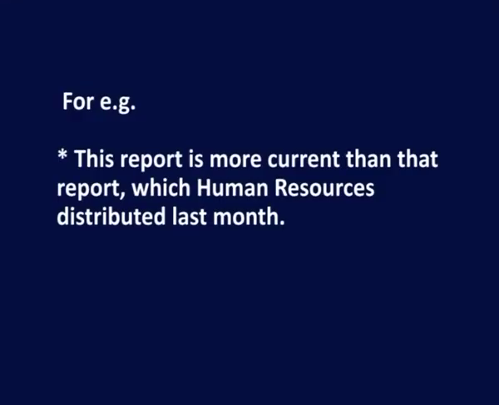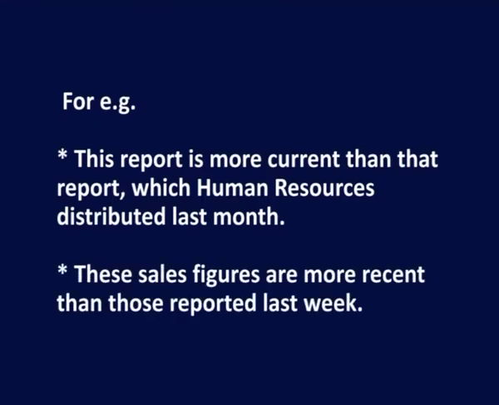Articles a and the are traditionally classified as adjectives because they modify nouns by either limiting them or making them more specific. A demonstrative adjective points to the thing it modifies, specifying the object's position in space or time. This and these specify a closer position; that and those specify a more remote position. For example, this report is more current than that report which human resources distributed last month. These sales figures are more recent than those reported last week.